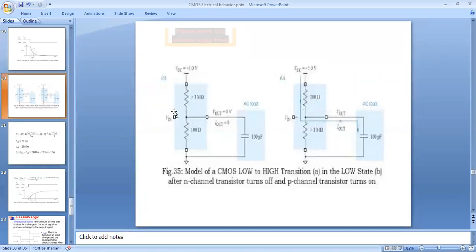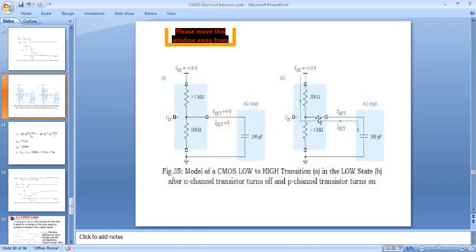Whenever input is high, the P channel acts as an off transistor and the N channel acts as an on transistor. Therefore, for the P channel we have greater than 1 mega ohm and for the N channel we consider 100 ohms. Draw the equivalent circuit and mention this figure as A. The output is at low state.